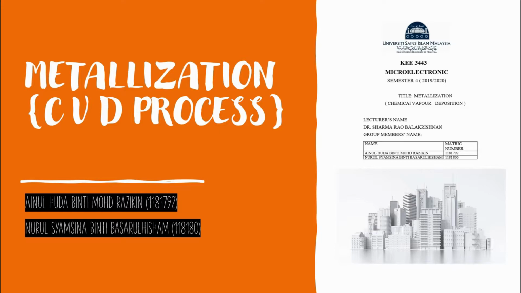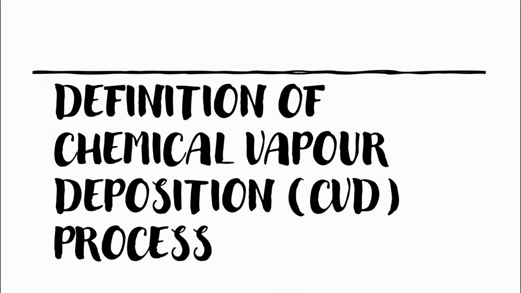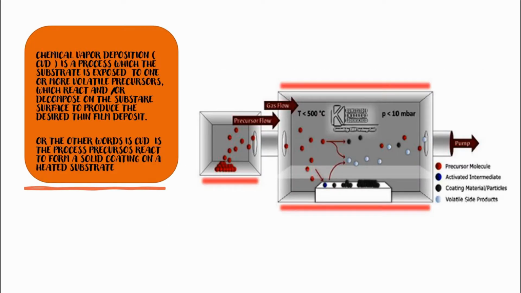So, what is actually the chemical vapor deposition process, or in the simplest word, the CVD process? CVD is a process where a substrate is exposed to one or more volatile precursors which react or decompose on the substrate surface to produce the desired thin film deposit. In other words, CVD is the process where precursors react to form a solid coating on a heated substrate.